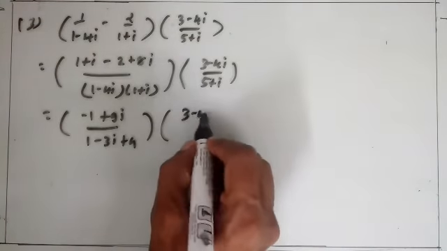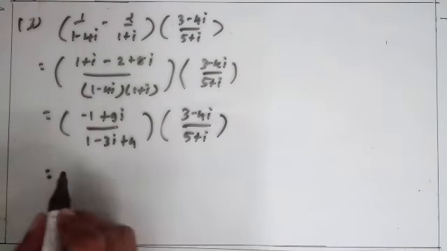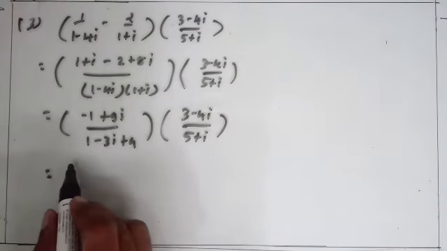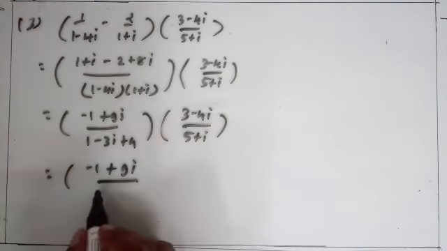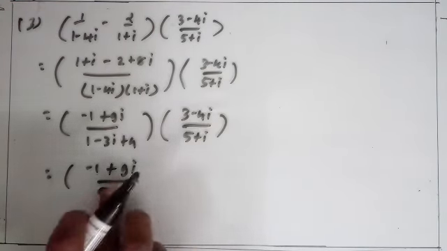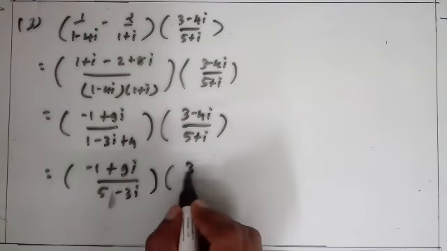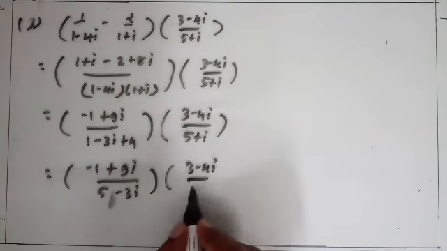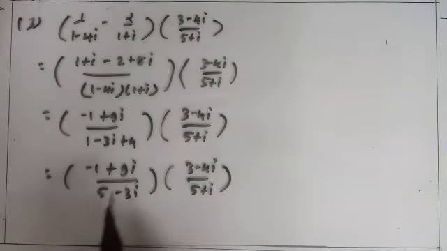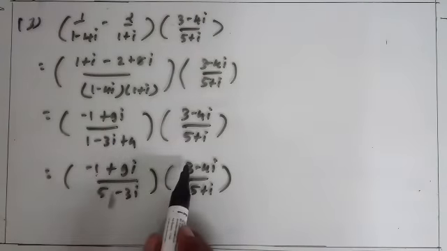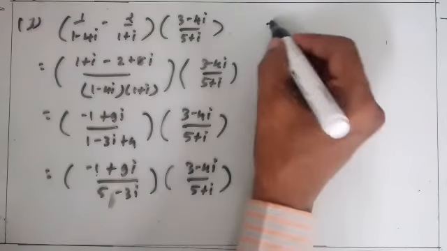Into 3 minus 4i upon 5 plus i. Okay, now simplify this. Minus 1 plus 9i upon, here it becomes 5 plus minus 3i, into 3 minus 4i upon 5 plus i. Now take multiplication of numerator and denominator separately.